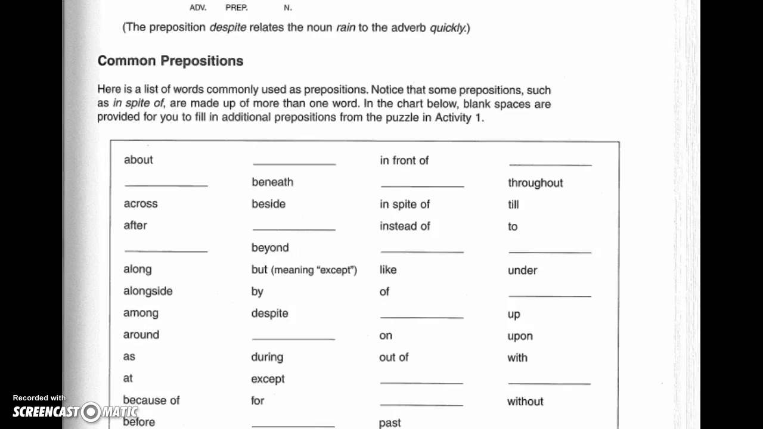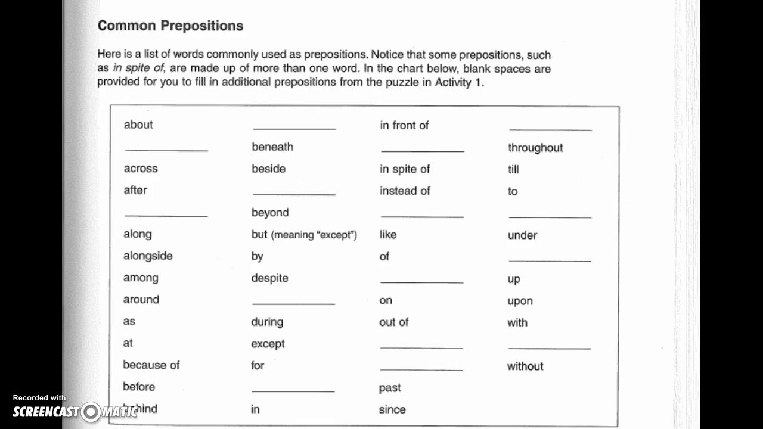So unfortunately, this lesson book kind of gets off to a weird start. You see common prepositions here. There's 4 columns of words, but there are a lot. In fact, there are 15 blanks. The place you get the words from are on the next page.